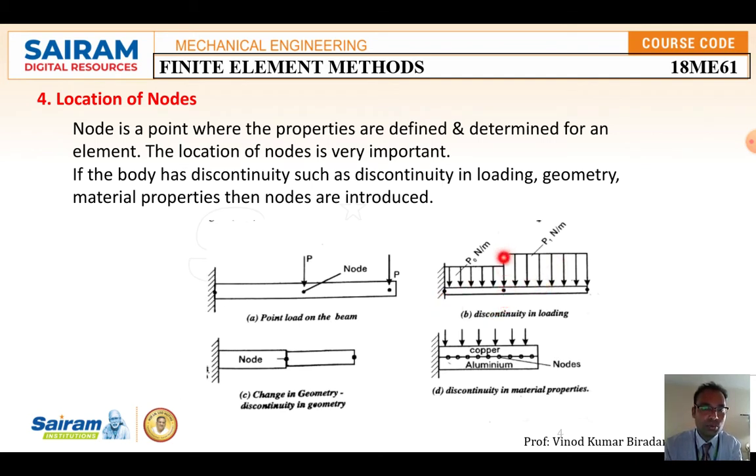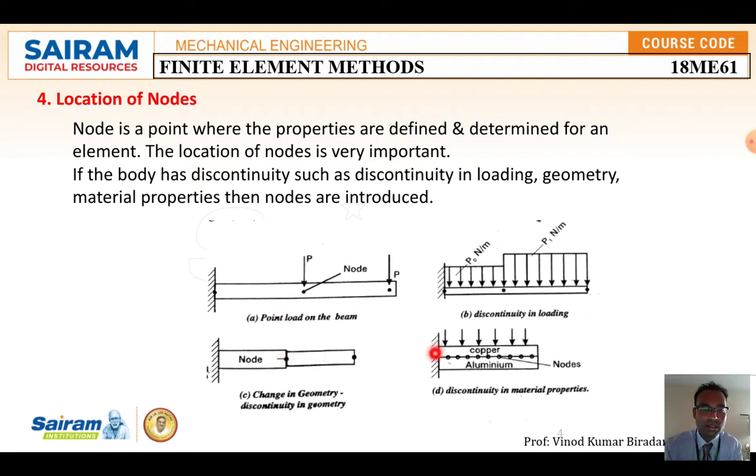Because the strength is different here, it will be broken, so that is where we denote the node. This point is common between 1 and 2, so in between we denote the node. Again here, this is a stepped bar system. Here is node one, node two, the connected joints, and here we introduce the node.